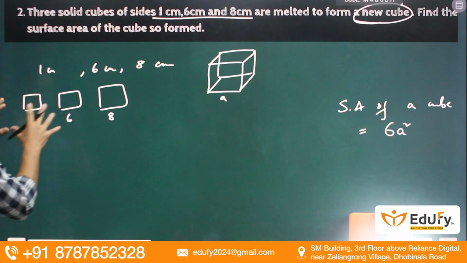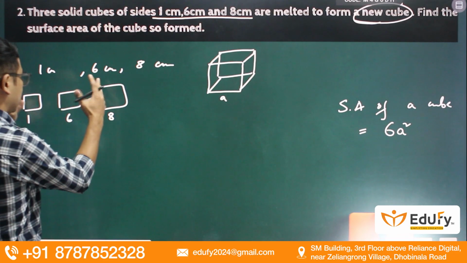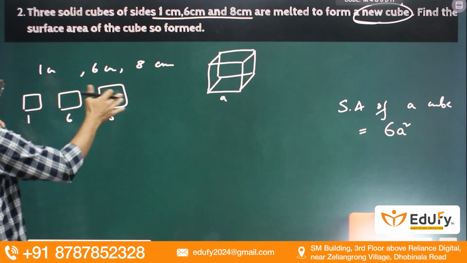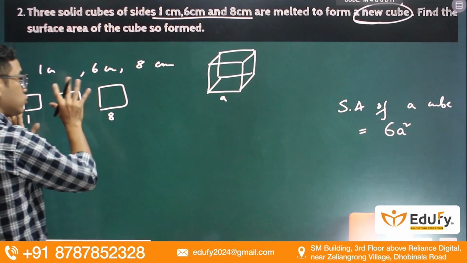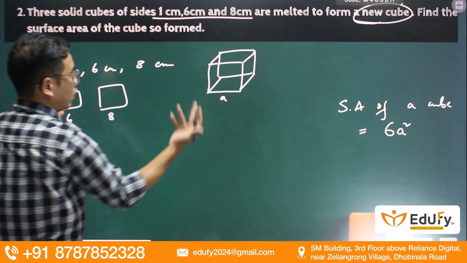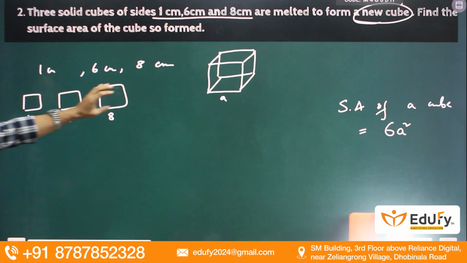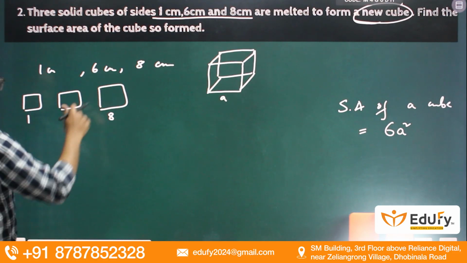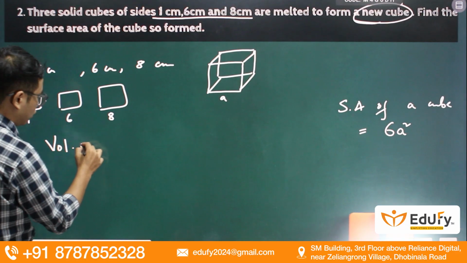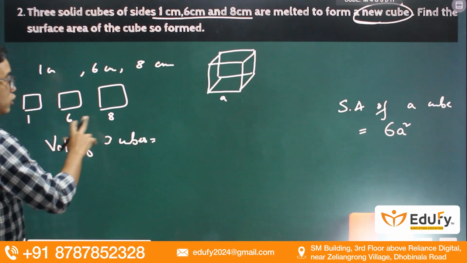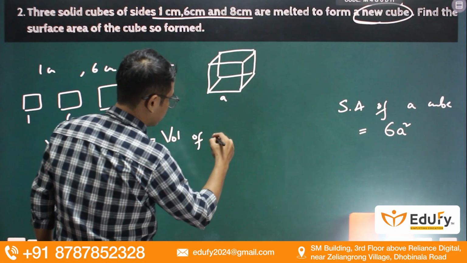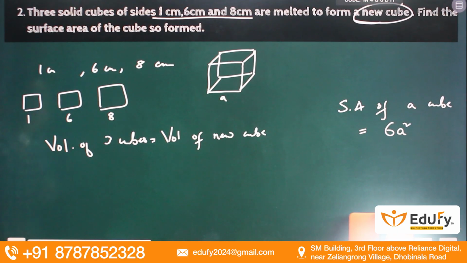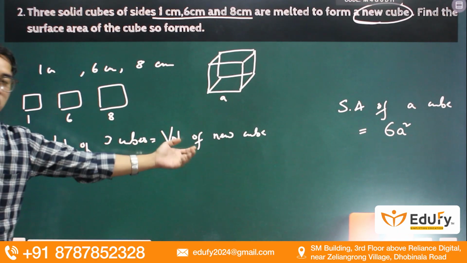Basically, since I'm going to melt it and make it together, that means the volume of these 3 cubes should be equal to the volume of the new cube. Why? Because obviously we're melting these and making them into a new cube. So the volume of the 3 cubes should be equal to the volume of the new cube. So if I find out the volume of the 3 cubes, I will get the volume of the new cube.